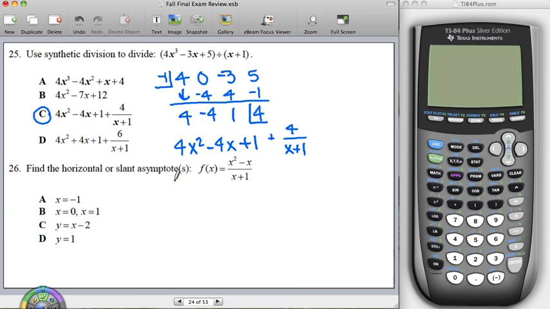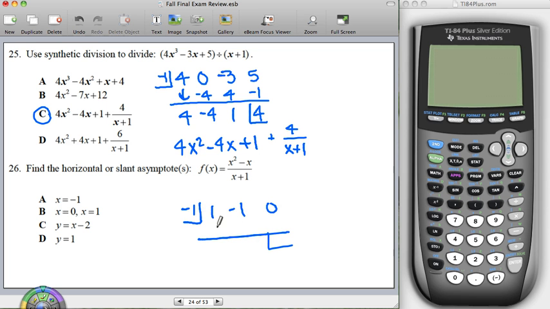26, for my horizontal or slant asymptotes, you have 3 scenarios. In this case, we are going to have a slant, which is the same thing as an oblique asymptote, because the degree in my numerator is 1 more than the degree in the denominator. So I'm going to use synthetic division to divide it out. You can use long division as well, but I have negative 1. I have 1x squared minus 1x plus 0.